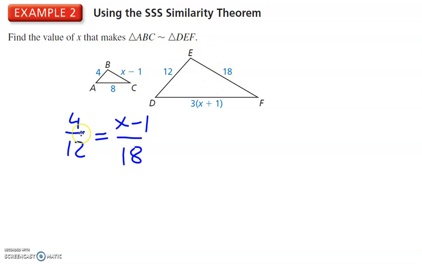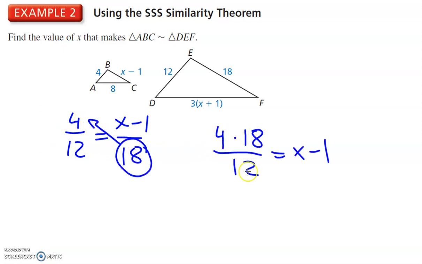In order to solve this now, remember we can cross multiply or faster than that. Because I want to get the x minus 1 by itself, all I have to do is take the 18, multiply both sides by 18. What happens is the 18 goes up here. And then I get 4 times 18 over 12 is equal to x minus 1. I can simplify this fraction out, or you can type it in your calculator.